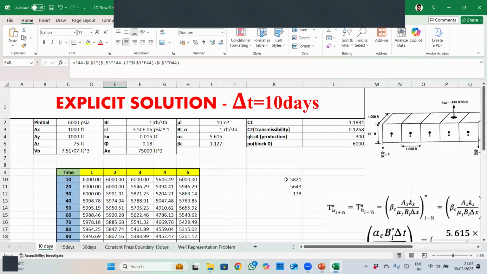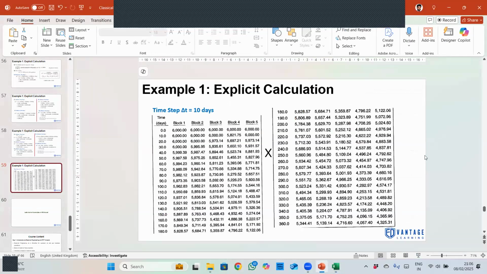The backend code of a simulator is this. That is what we can do in Excel. So this exercise will also be done in the course. We will build this entire Excel sheet in the actual course. So let me quickly go through the course content for your understanding.